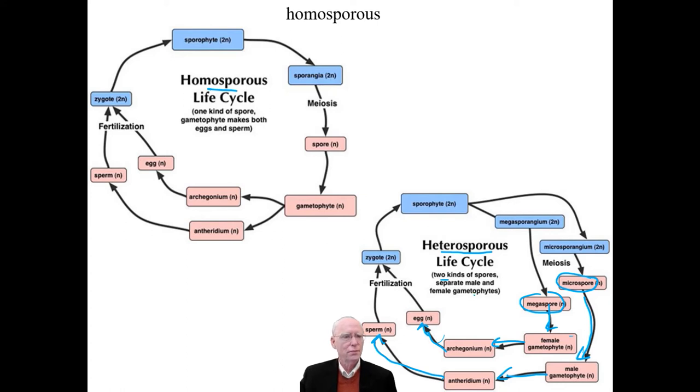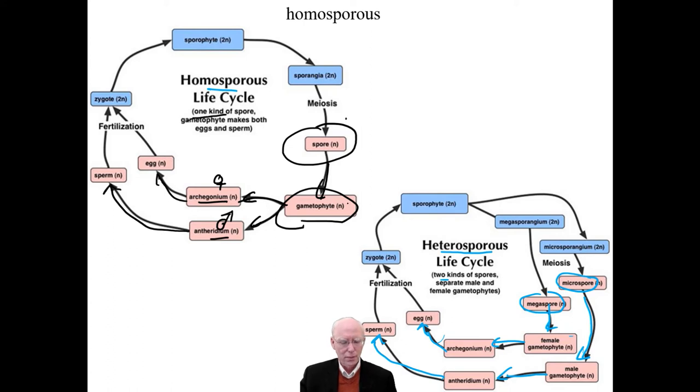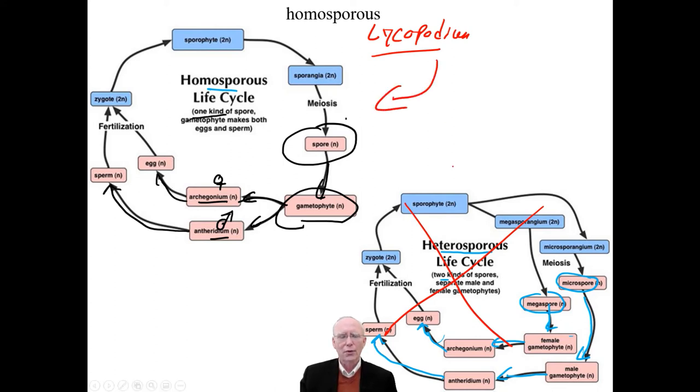In the homosporous life cycle, we have a single type of spore. That produces a single type of gametophyte, and that gametophyte then bears two types of sexual structures. It bears both the female and the male reproductive organs, which then bear the egg and the sperm. So one type of spore. Now the important thing to remember here for Lycopodium and its relatives in the Lycopodiaceae is that they are not heterosporous, they are homosporous. So they bear one type of spore. And if you remember our last slide, we showed only one type of sporangium. If it was a heterosporous life cycle, there would have been two types of sporangia.